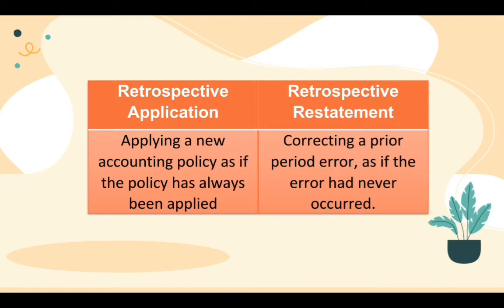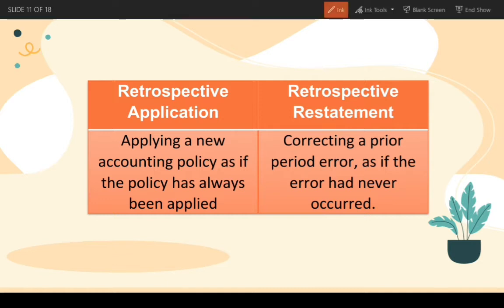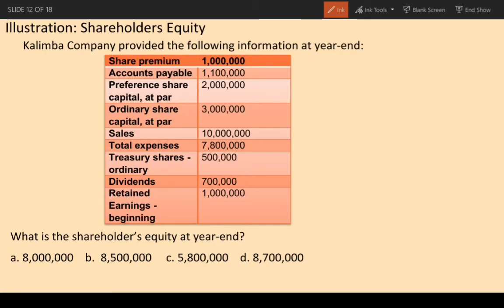So, for summary, retrospective application: applying a new accounting policy as if the policy had always been applied. So, retrospective application, mula subsequent period hanggang prior period ay i-adjust. Sa retrospective restatement, correcting a prior period error as if the error had never occurred. So, sa retrospective restatement naman, ang i-adjust lang ay yung sa prior period. So, hindi na i-adjust pa yung sa subsequent period.